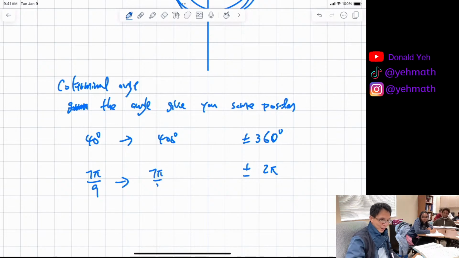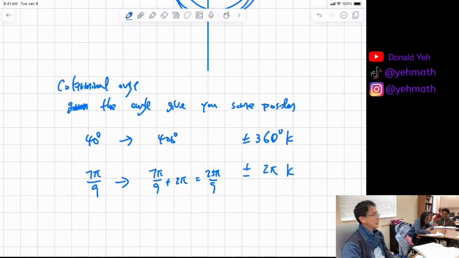So you can do 7 pi over 9 plus 2 pi. Or subtract 2 pi, add 2 pi, add 4 pi. You can do any of those. So that's going to give me what? 25 pi over 9. So you can do this. What is K? K is any number: 1, 2, 3, 4. You can add 720. Why? Because K is 2. You can add 720, in terms of 2 pi, that's 4 pi. You can subtract 2 pi. You can subtract 6 pi. They're all the same representation.